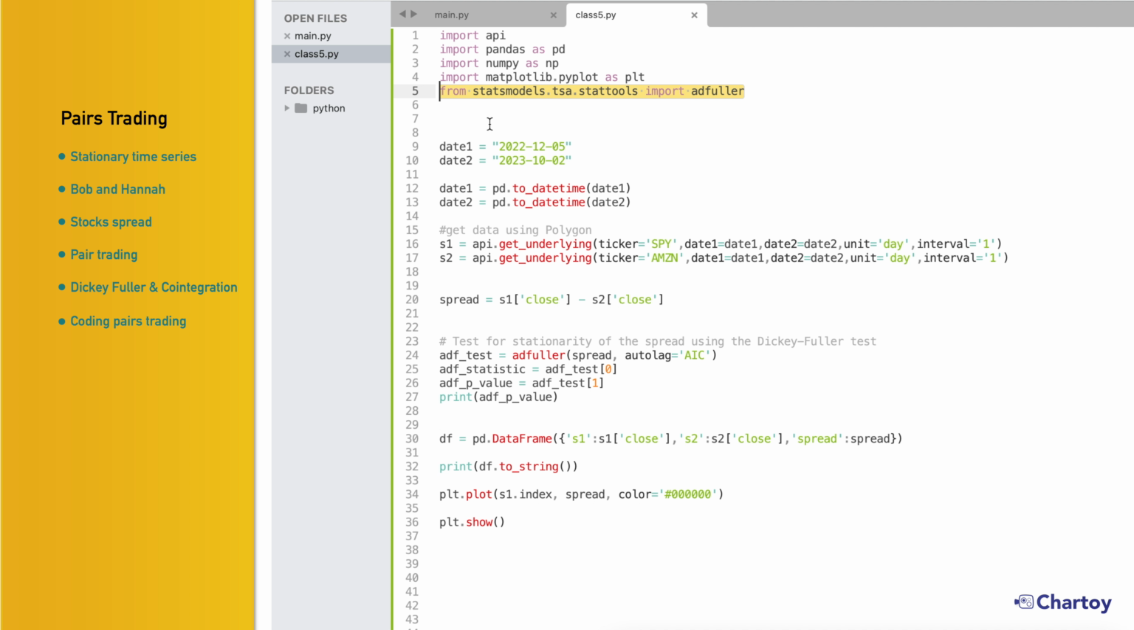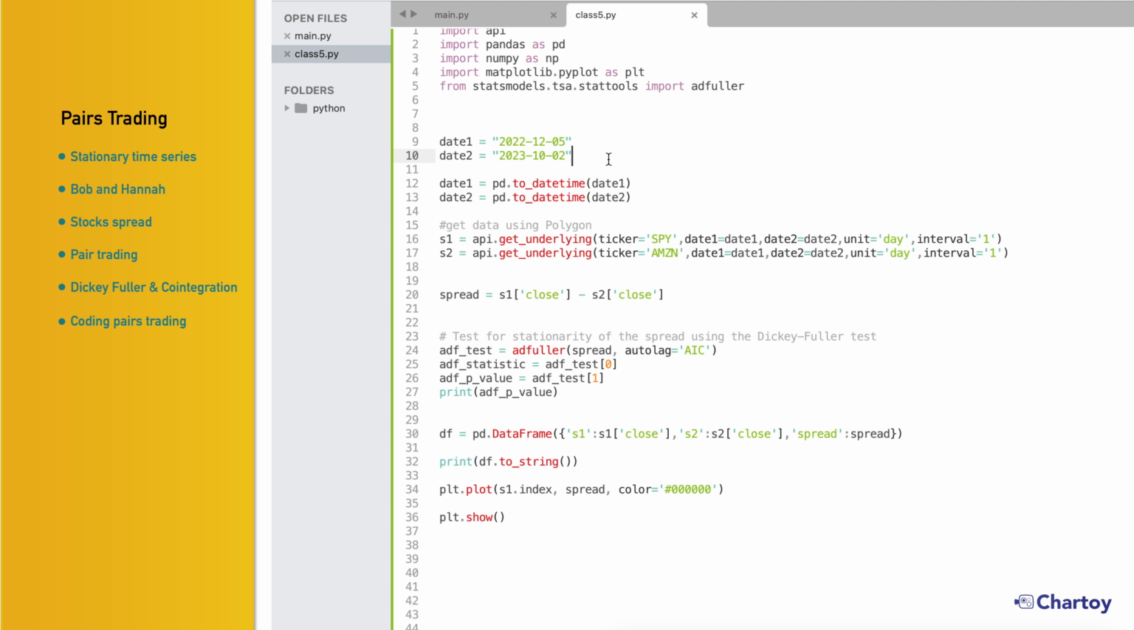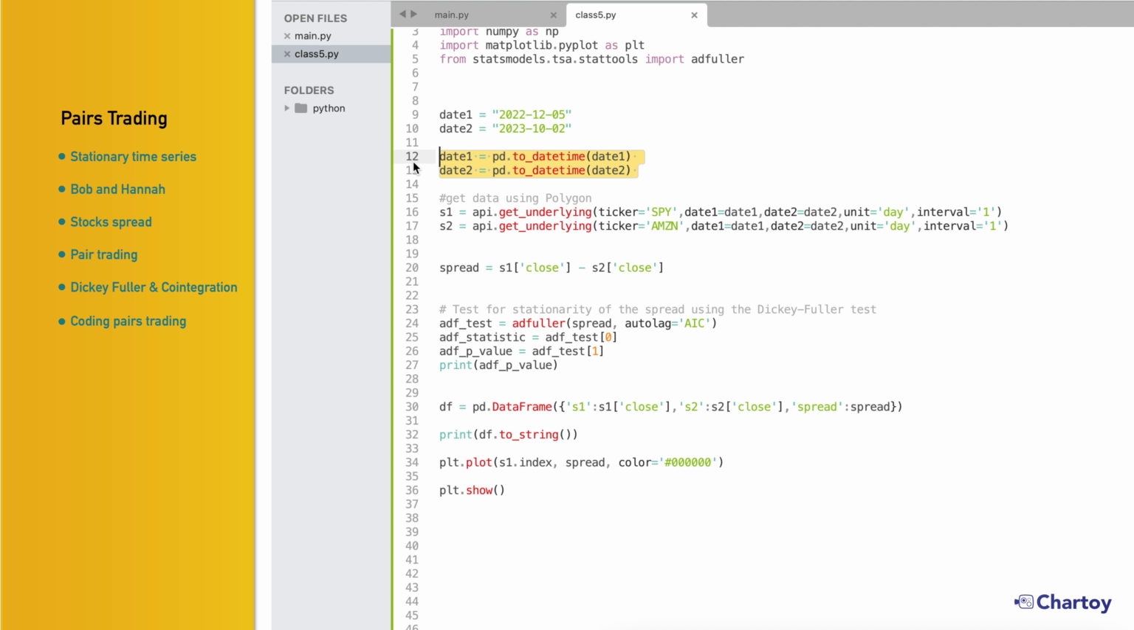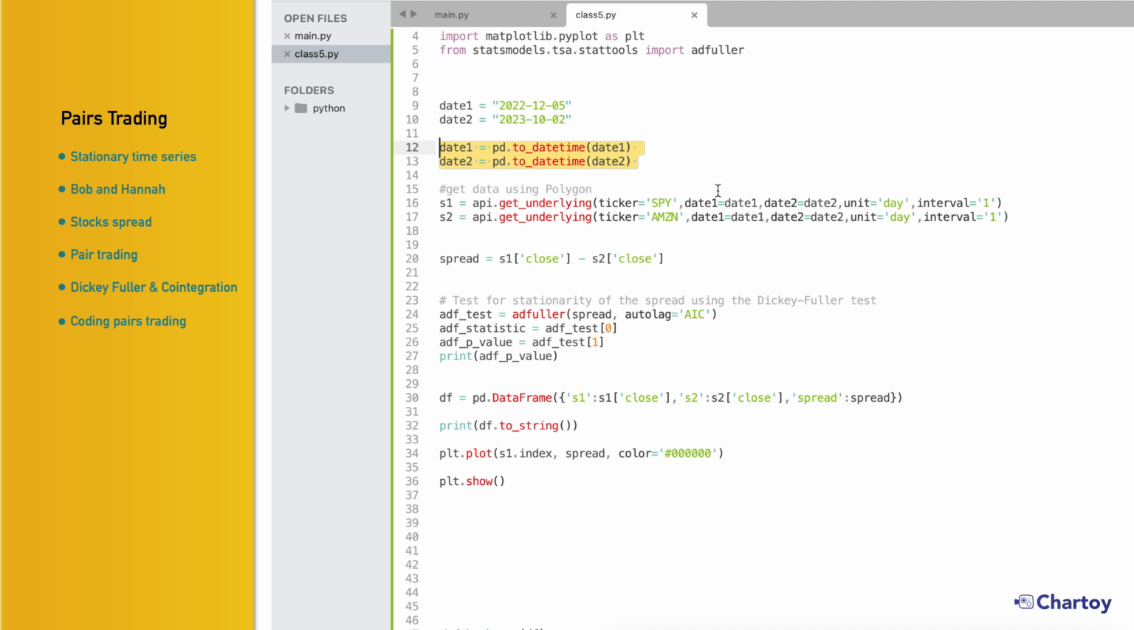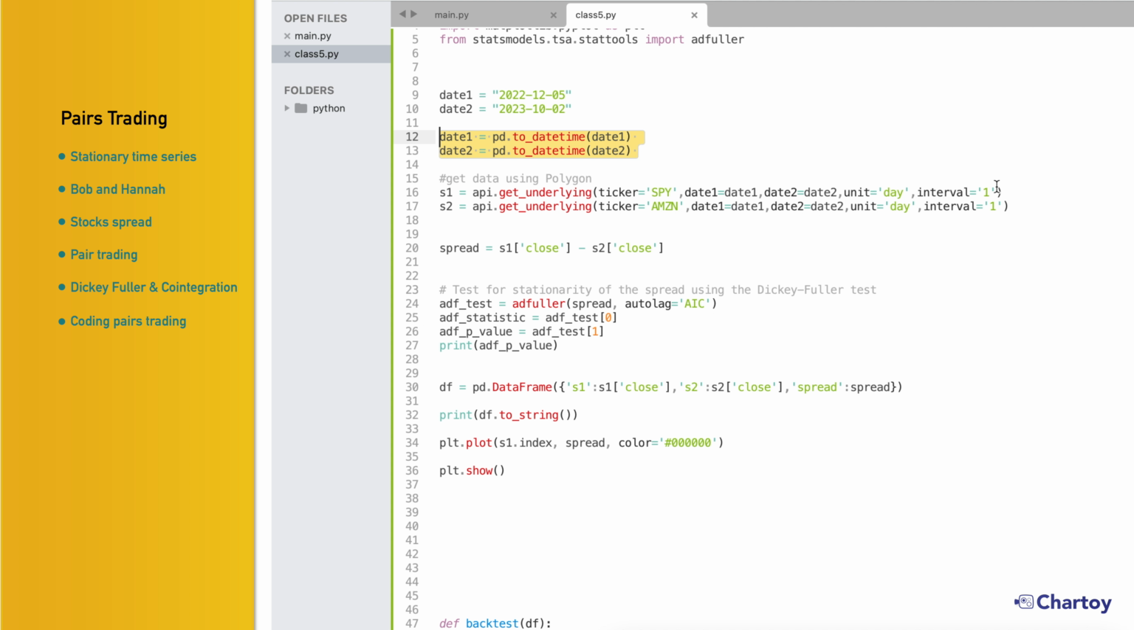Then we import statsmodels. Statsmodels is a very powerful library which you can use for many things. In this case, we're going to use it for the Dickey-Fuller test. So we import adfuller, which is the augmented Dickey-Fuller function. We start by defining the dates period, which should be long enough for this test. Then we turn the dates into objects as we usually do. And next we are getting the data.